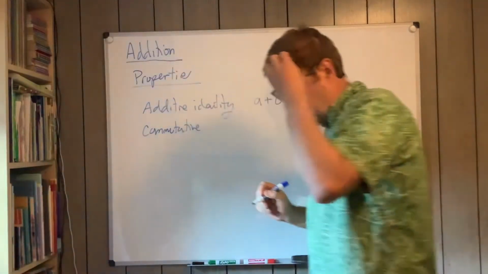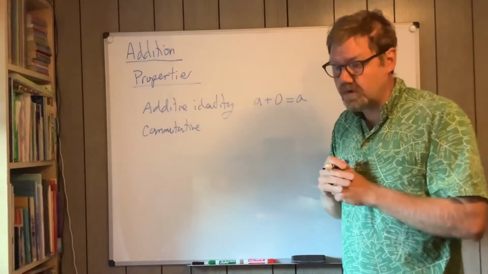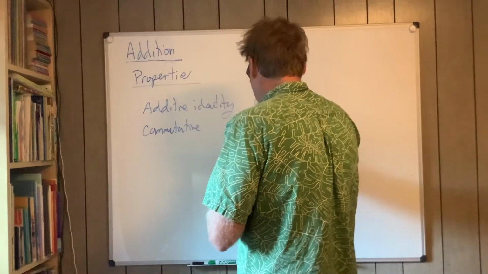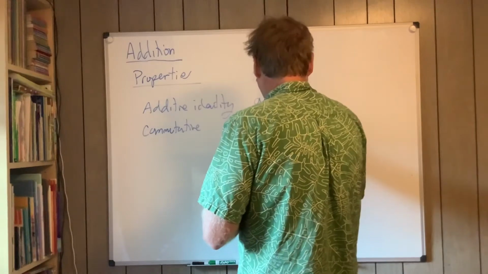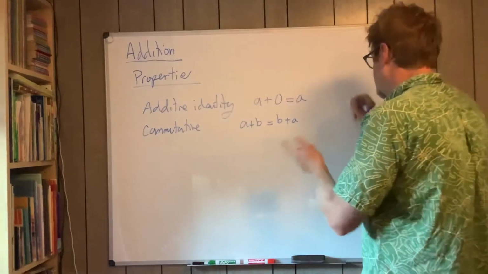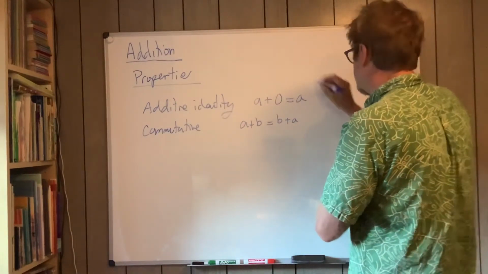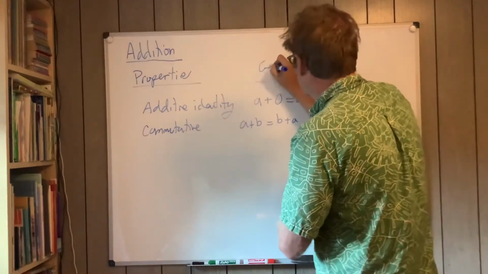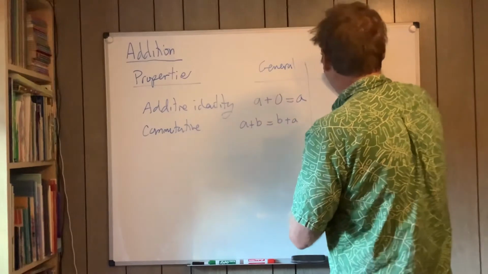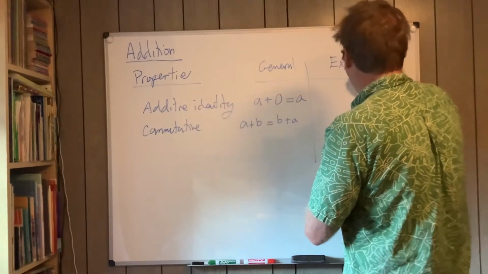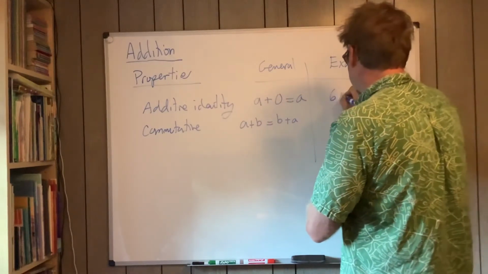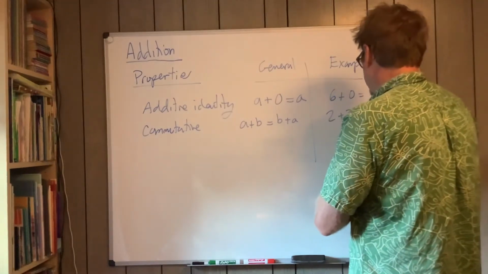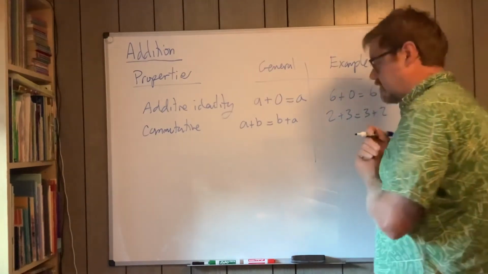So the commutative property, you probably also use quite a bit. I'm going to say A plus B equals B plus A. Maybe I'll do an example over here. So this is the general, and here's an example: 6 plus 0 equals 6, and 2 plus 3 is 3 plus 2.